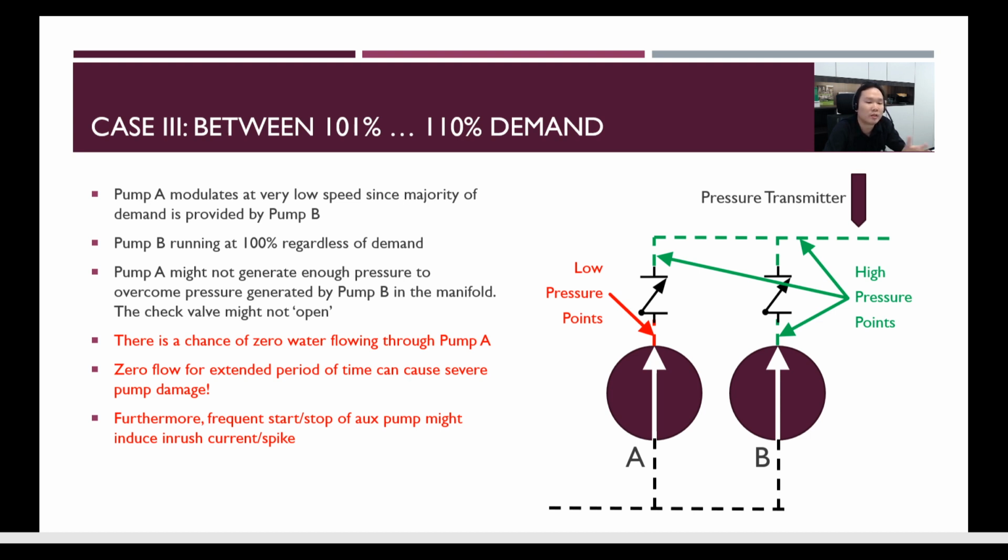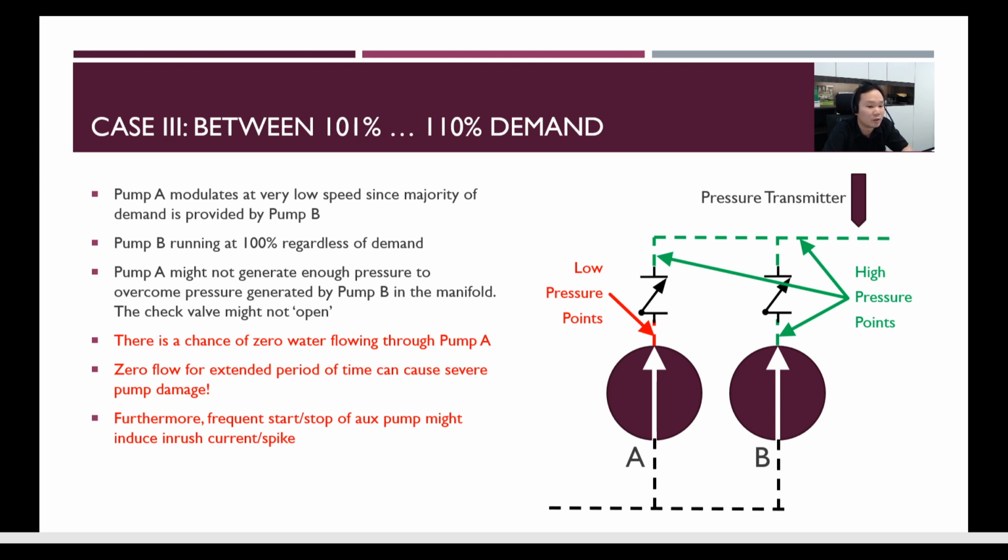So this makes it spin very, very slowly, but it has a problem where pump B is now operating at maximum capacity, whereas pump A is spinning at a very, very low percent. So it might not generate enough pressure to overcome the pressure generated by pump B in the manifold. Simply said, the check valve might not even open. So that brings us to the point where there is a chance for no water flowing through pump A.